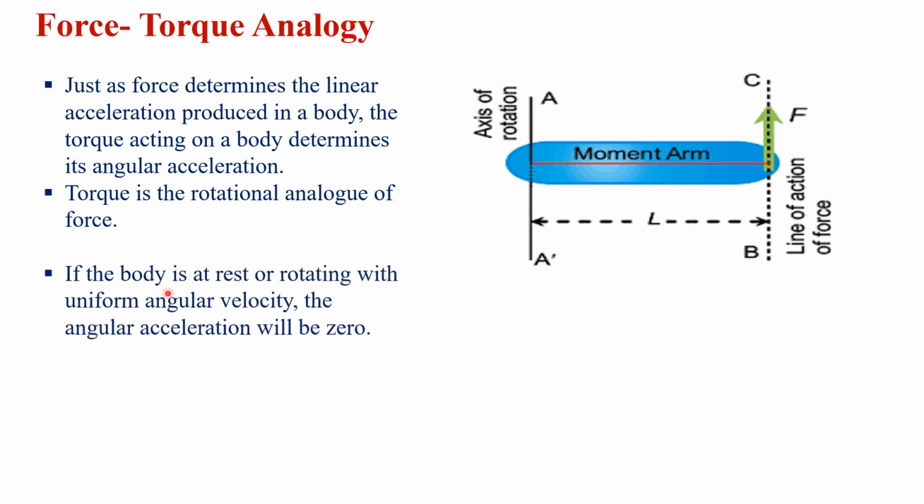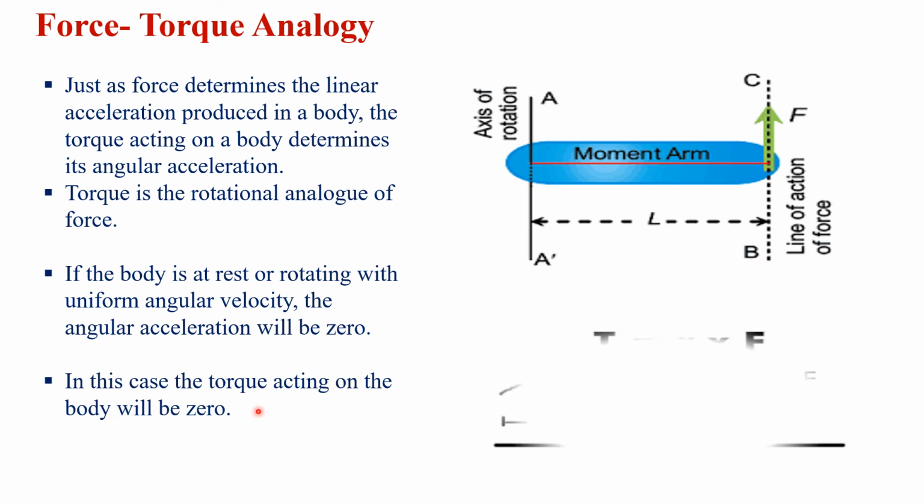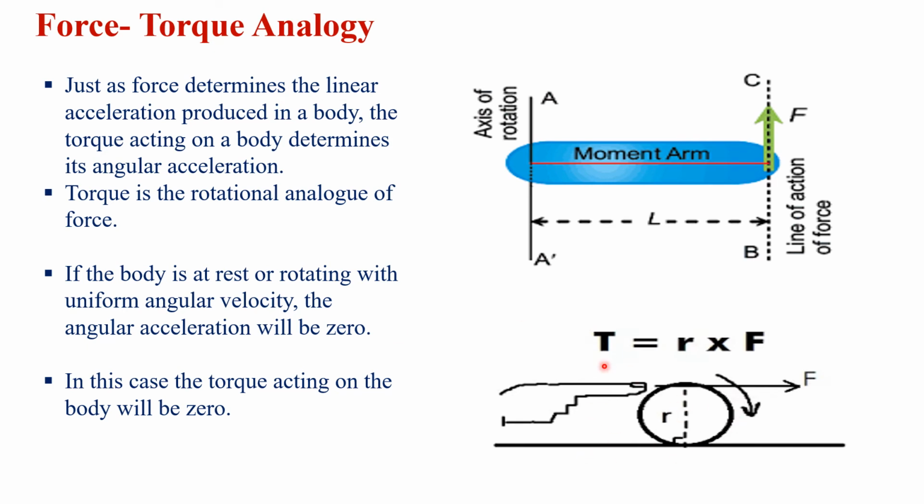If the body is at rest or rotating with uniform angular velocity, the angular acceleration will be 0. We know that for producing acceleration, change of velocity is mandatory. Here, when angular velocity is uniform, there is no change in angular velocity. That's why angular acceleration will be 0. In this case, the torque acting on the body will be 0. If an object is rotating but its angular velocity is constant or uniform, then there is no torque applied on this object.